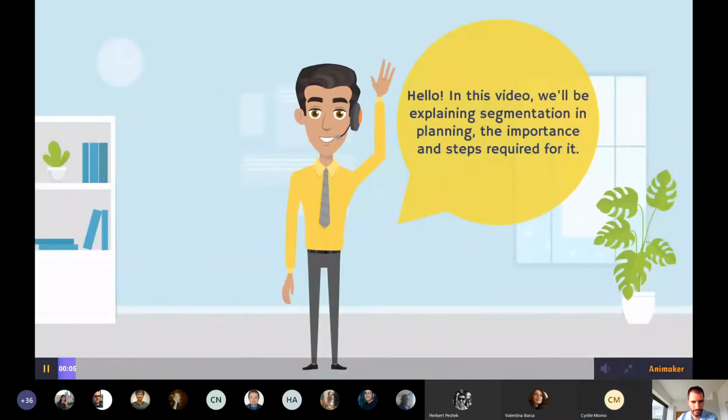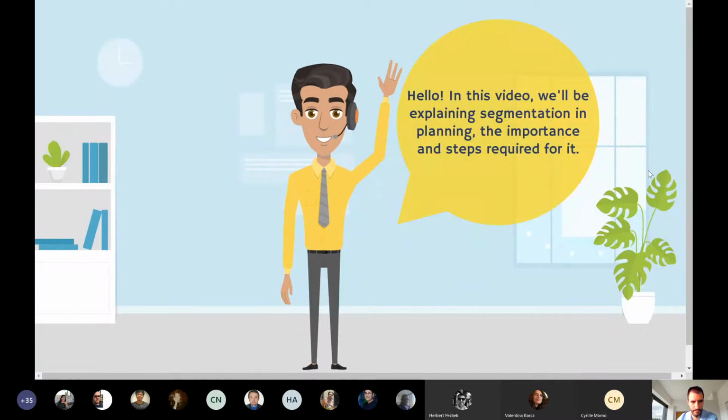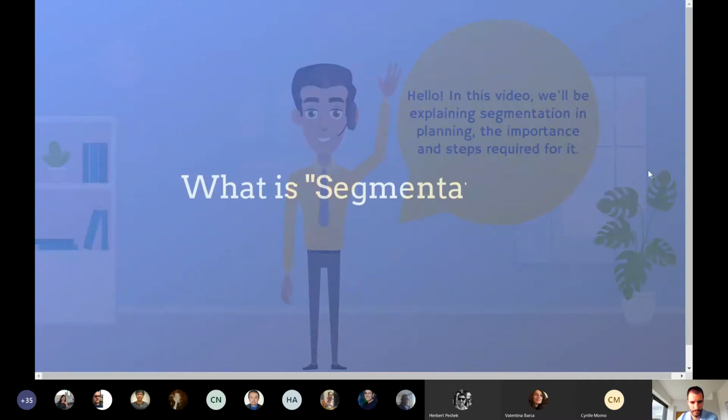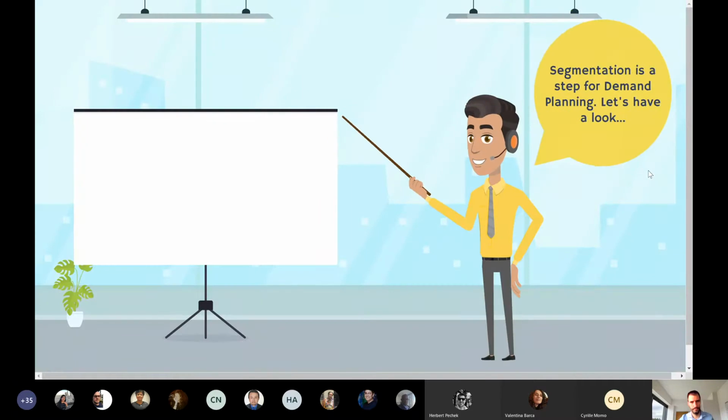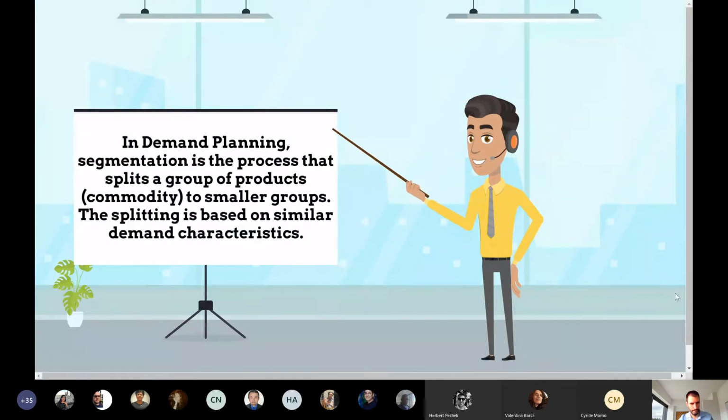Hello. In this video, we'll be explaining segmentation in planning, the importance, and steps required for it. So what is segmentation? Segmentation is a step for demand planning. Let's have a look. In demand planning, segmentation is the process that splits a group of products or commodities to smaller groups. The splitting is based on similar demand characteristics.